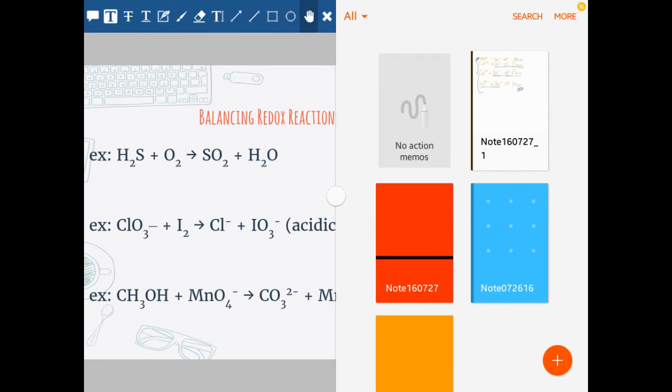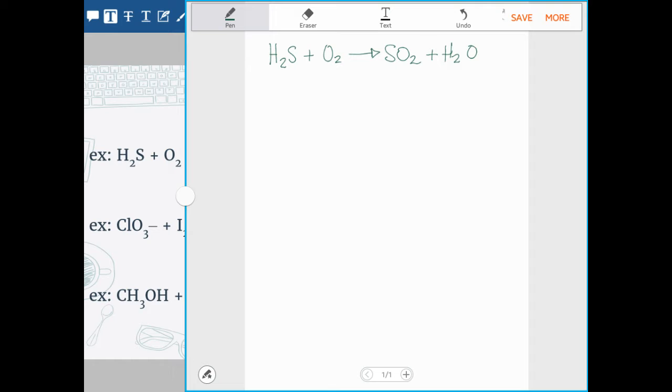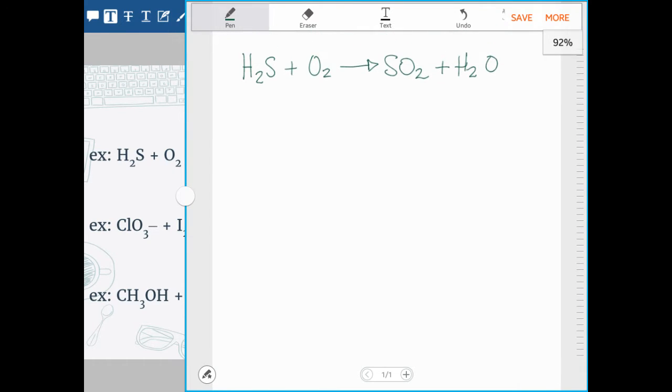Okay, so we have H2S plus oxygen gas gives us sulfur dioxide and water. Now, when I take a look at this, I'm just going to rewrite our example out here on the side. So here's my example. It's in a neutral solution, so we can just slide this over here so I have a little bit more room. So we have H2S and oxygen gives us SO2 and H2O.